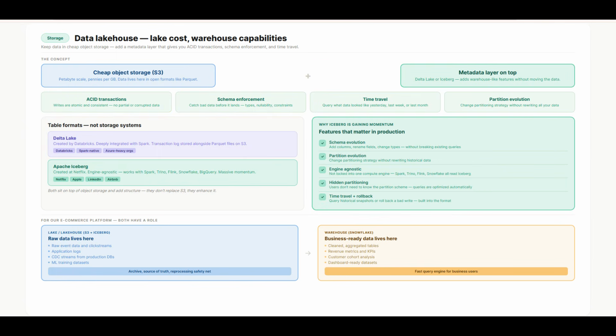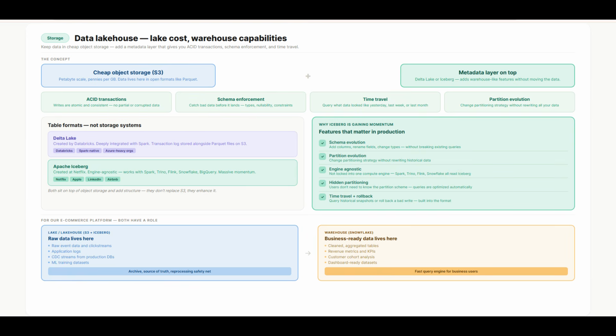The lakehouse is the newer idea, and honestly, it's where most modern stacks are heading. The concept is, what if we kept data in cheap object storage like S3, but added a metadata layer on top that gives us warehouse-like features: ACID transactions, so writes are atomic and consistent; schema enforcement, so you catch bad data before it lands; time travel, so you can query what the data looked like yesterday or last week or last month. That's what Delta Lake and Apache Iceberg do. They're not storage systems themselves. They're table formats that sit on top of object storage and add structure. You get the cost of a lake with the reliability of a warehouse.